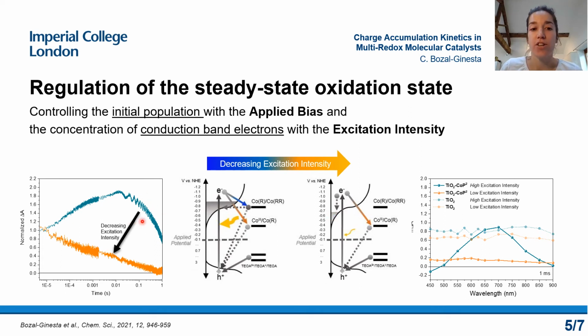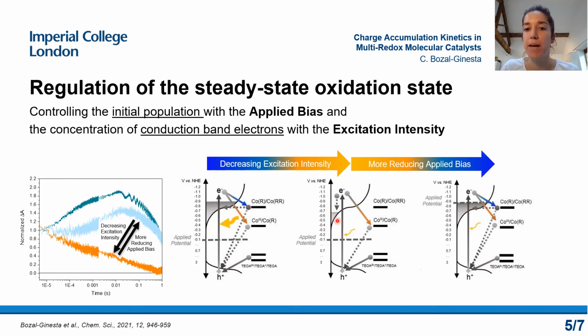This drastic change occurred within a few hundreds of microjoules, which means that this double reduction of cobalt-R to cobalt-RR is very sensitive to the occupation of trap states in TiO2 and to the Fermi level of TiO2. To confirm that, we electrochemically filled up those states by applying a negative potential at around minus 0.6 volts versus NanoGe. And we could confirm what I just hypothesized by recovering the signal at 700 nanometers.